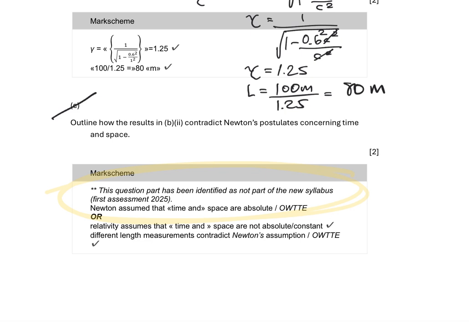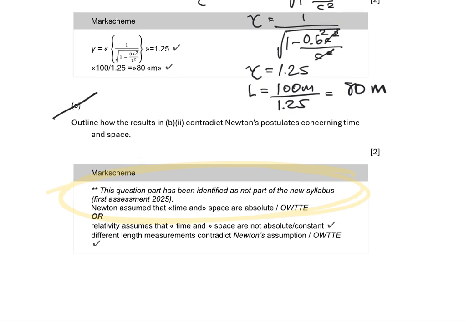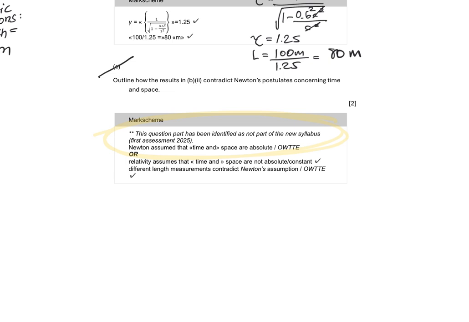And then C asks how the results contradict Newton's postulates about time and space. And the mark scheme says that's not in the syllabus. But I think that Einstein's postulates are. So I don't know. But anyway, Einstein's postulates are that, here, let me write this down.